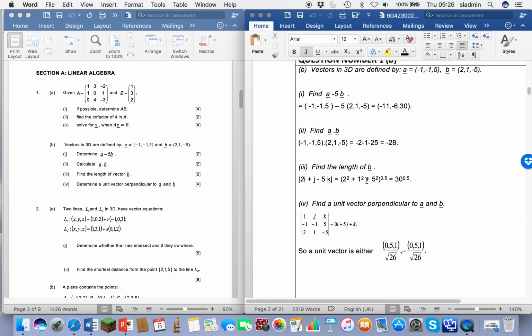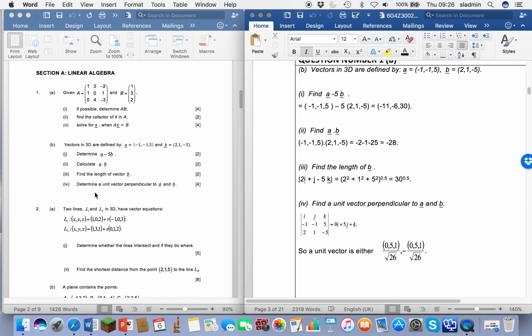To find the length of the vector B, so this is the Euclidean length. For the vector 2i plus j minus 5k, we simply square each of the elements, add them together, and then take the square root. So we have the square root of 2 squared plus 1 squared plus 5 squared, and that gives you root 30. So that is the length of the vector b, with respect to the Euclidean norm. And in the second year, I'll show you different norms. So that's something to look forward to in the second year.